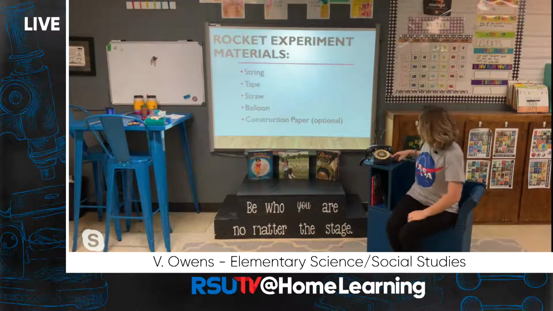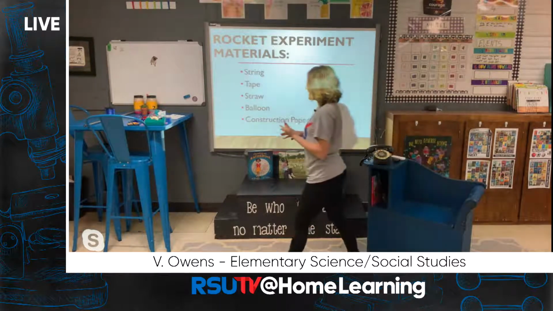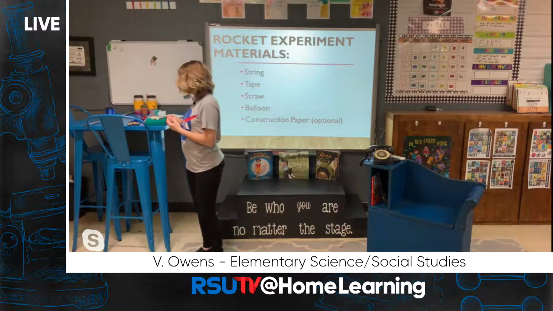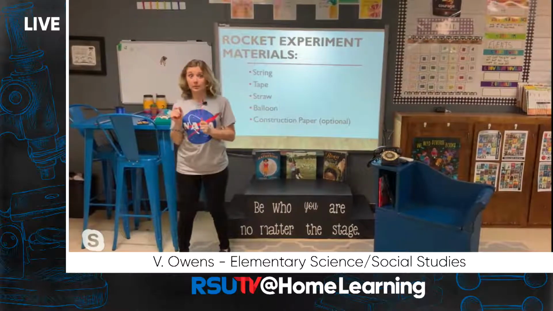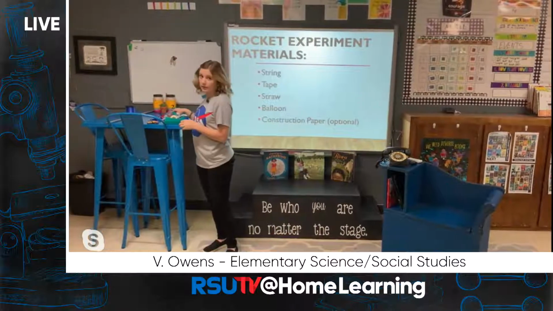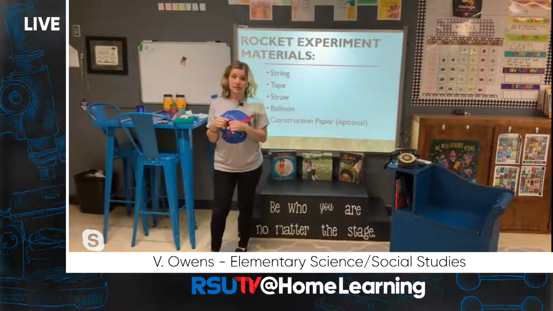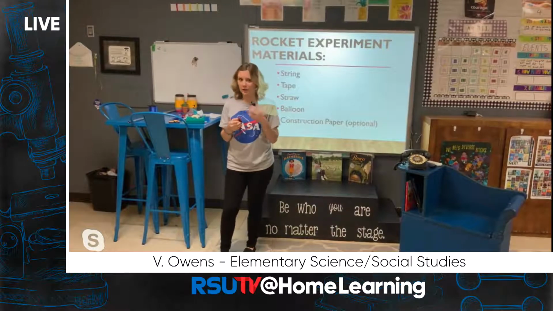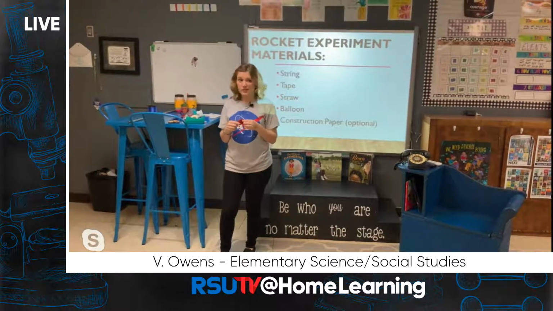So the materials you're going to need today are some string. You're going to need some tape, just some Scotch tape. You're going to need a straw, just a plastic drinking straw, and you're going to need a balloon. Any size balloon or color, it doesn't matter. Some optional materials: you could get some construction paper and try to decorate your rocket to make it look more like a rocket. Today I'm just going to use the balloon and straw plain just to show you how to do it.